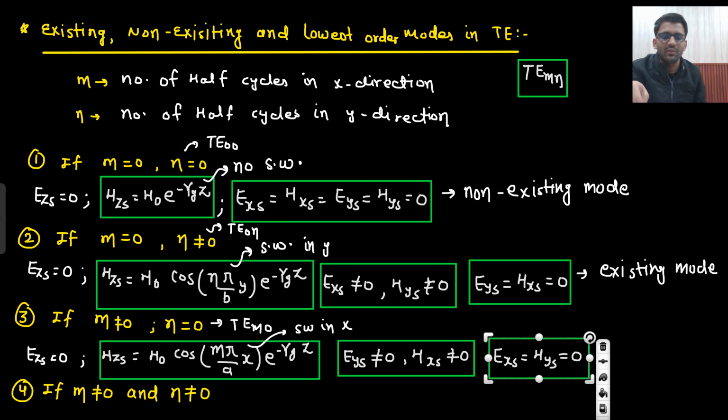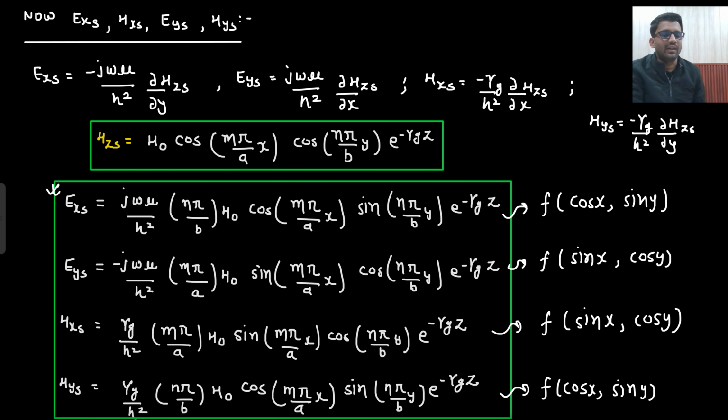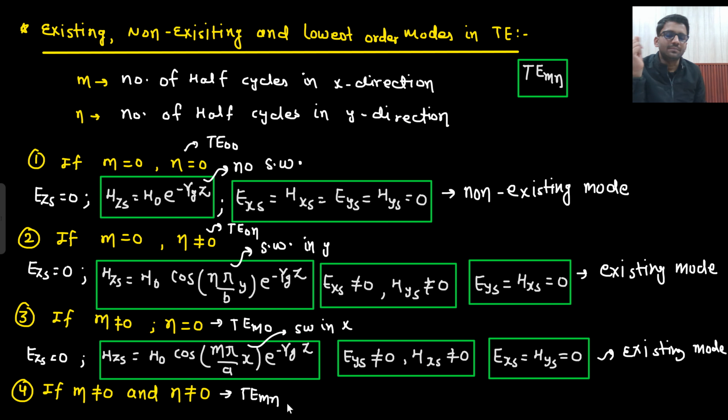But since there is a standing wave, certainly it is an existing mode. And here in this one, there is no doubt. What is this? TEMN. So there is no doubt this will be an existing mode only. Why is that so? Because here everything will be existing: HZ, EX, EY, HX, HY, and in HZ both kinds of standing wave would be there, in X direction as well as in Y direction. So certainly this is an existing mode.